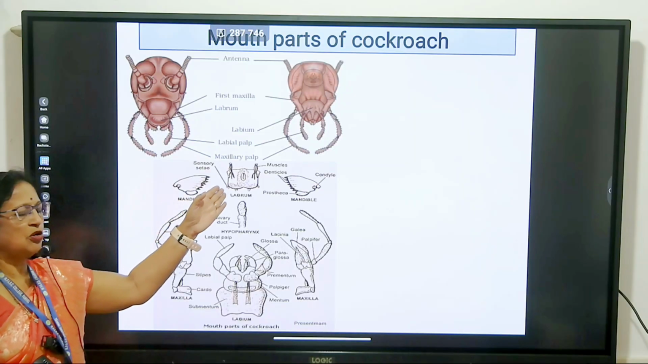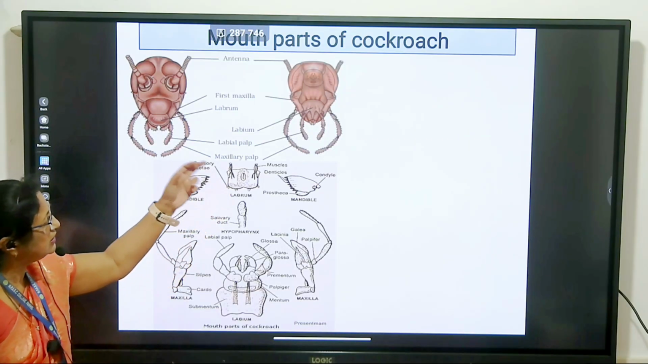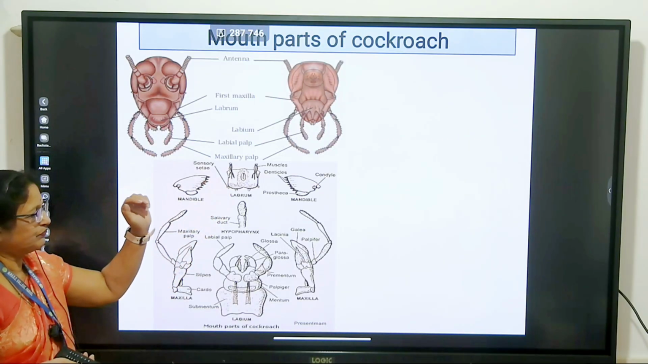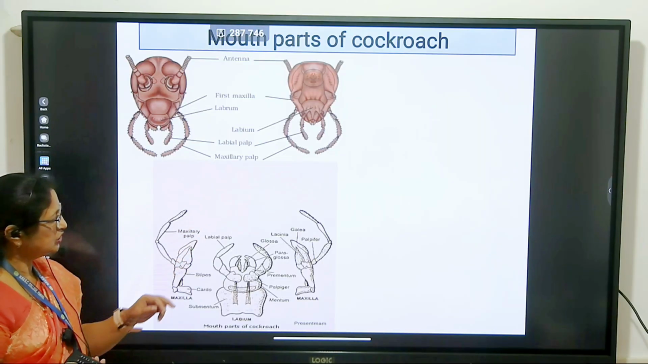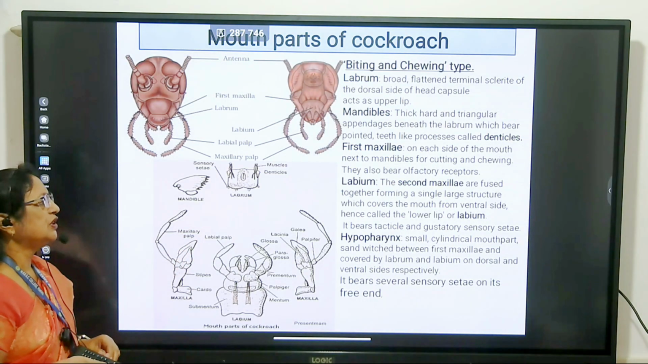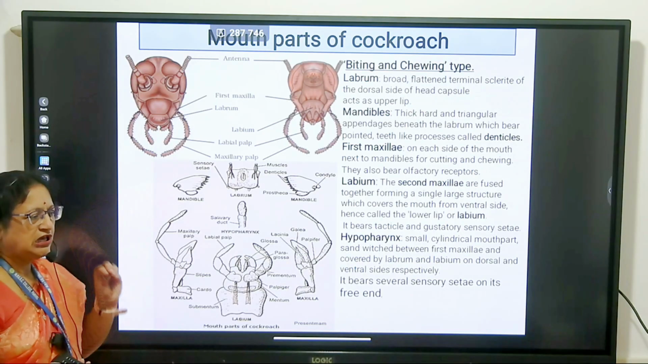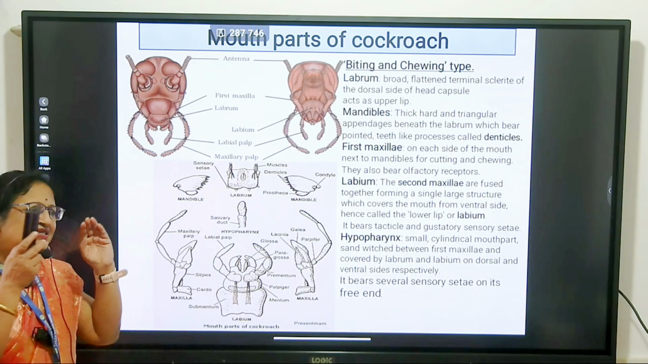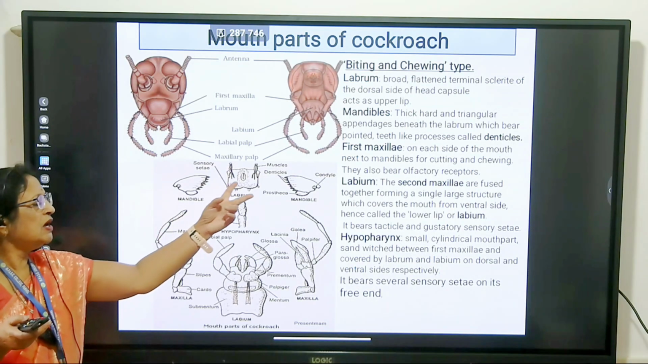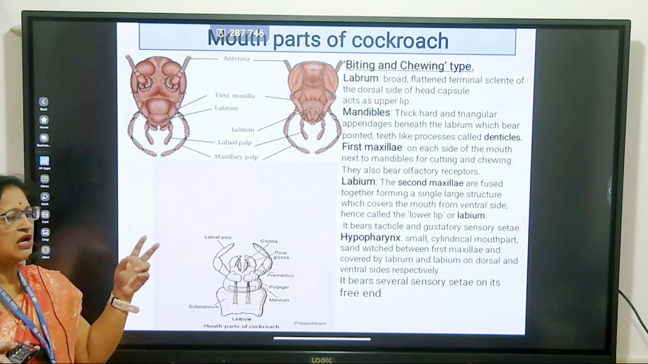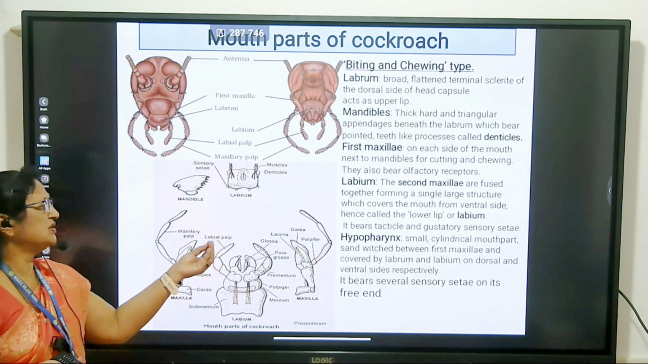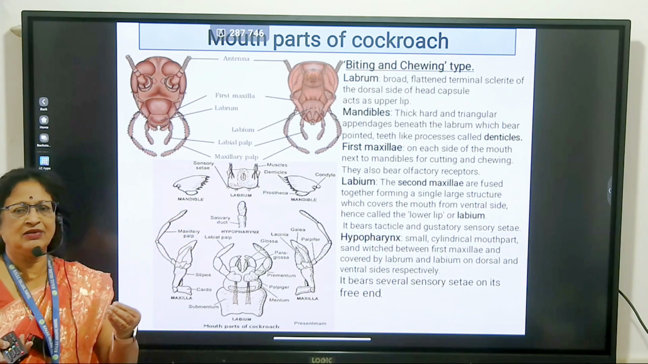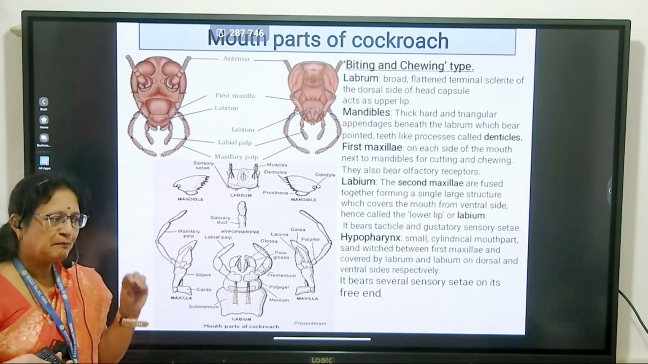The first mouth part, which is present in the upper region, is called the labrum. Labrum is also called the upper lip. Then to the side of this upper lip, these two serrate margin structures are present, and these structures having the teeth are called the mandible.